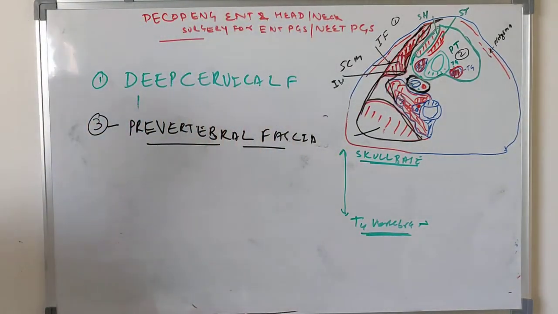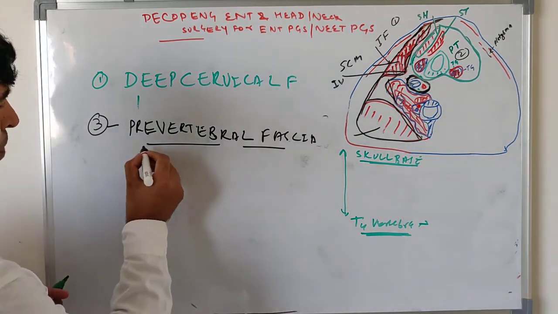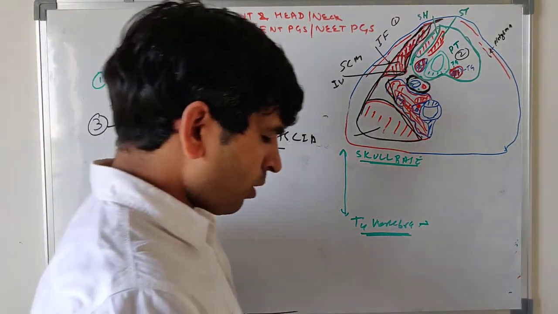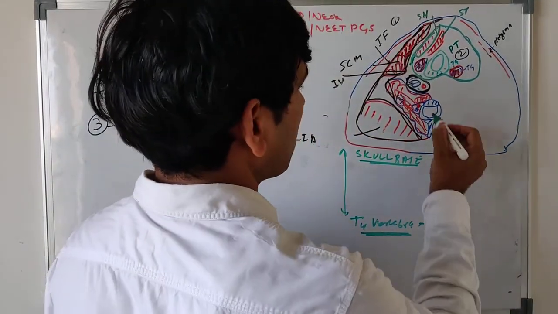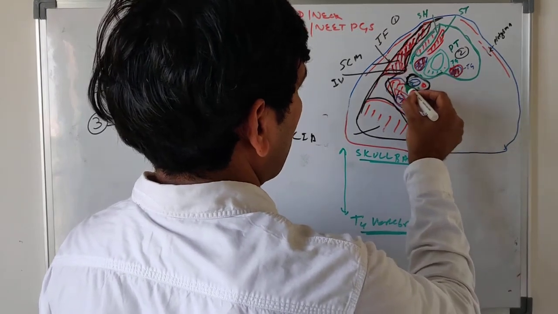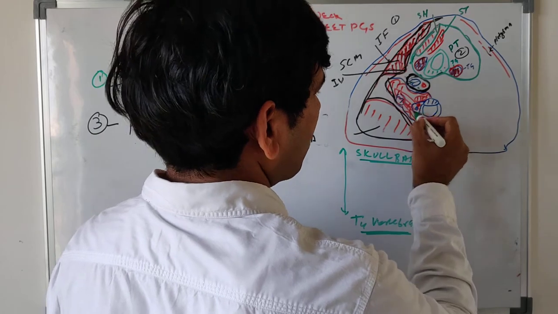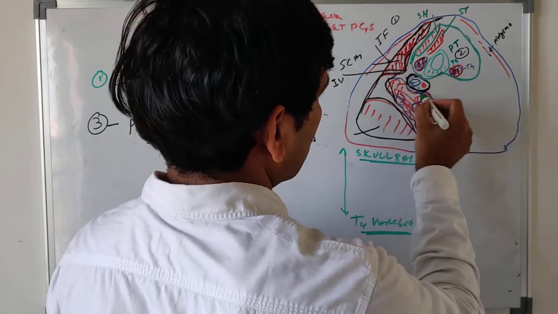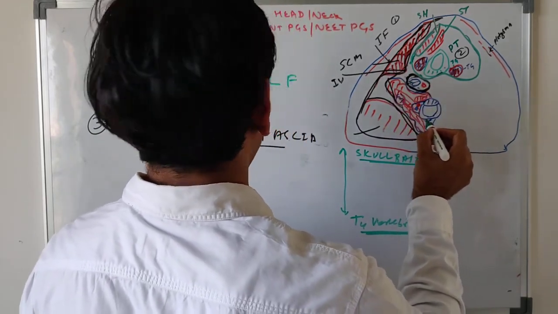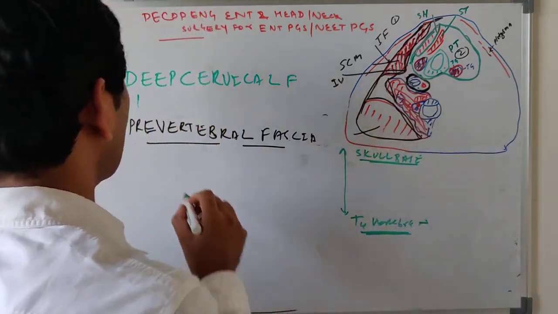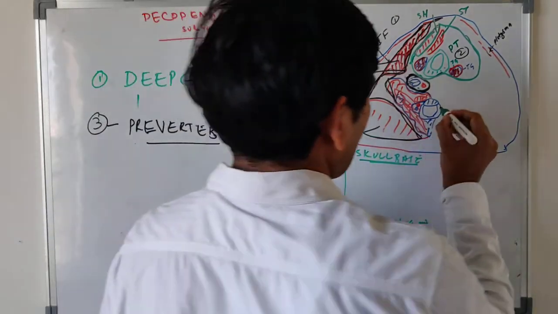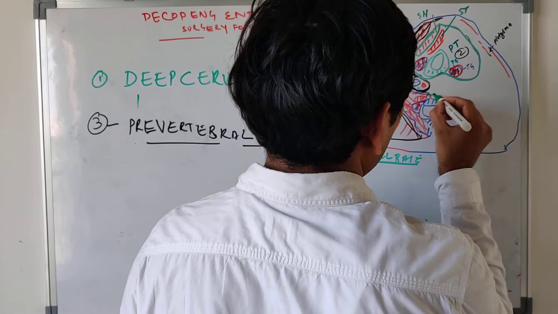Okay. Now, this prevertebral fascia covers the prevertebral muscles. These are the longus colli muscle, the scalene muscles, and the longus capitis, anterior and posterior. All these muscles are covered by this deep cervical fascia, that is the prevertebral fascia. Here, it's divided into two parts.